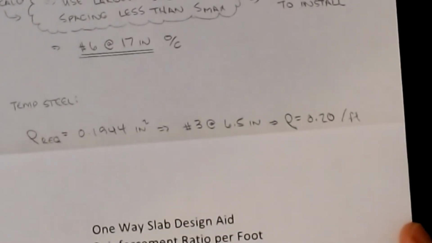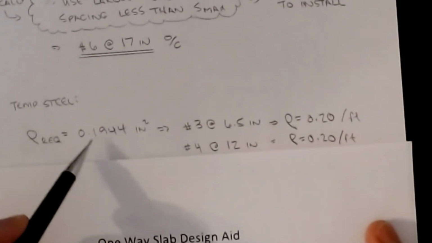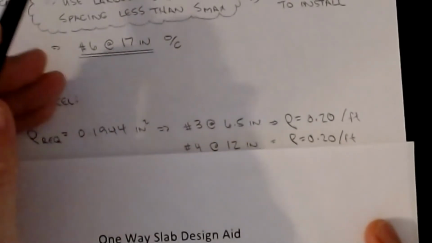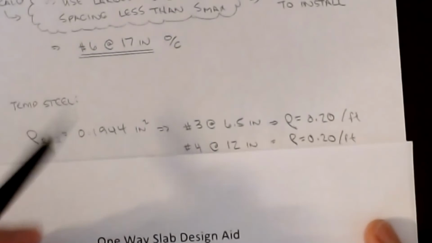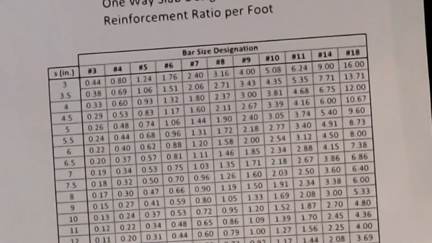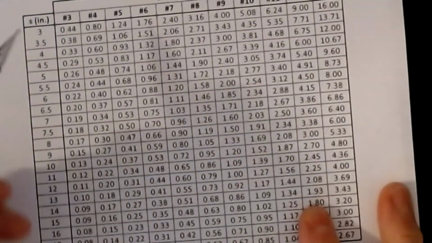Okay, we'll go in and do our temperature steel. Same game. My rho required is 0.1944. Again, we're using the rho values because one of them used d in the main reinforcing and the other one was using an h. But if I convert to rho, then the table works for both. So our rho value is 0.1944, and we're going to play the exact same game.